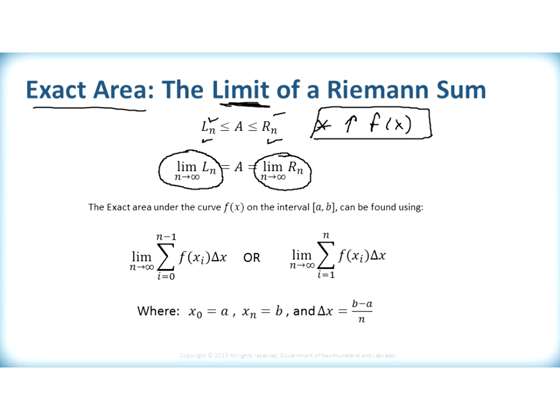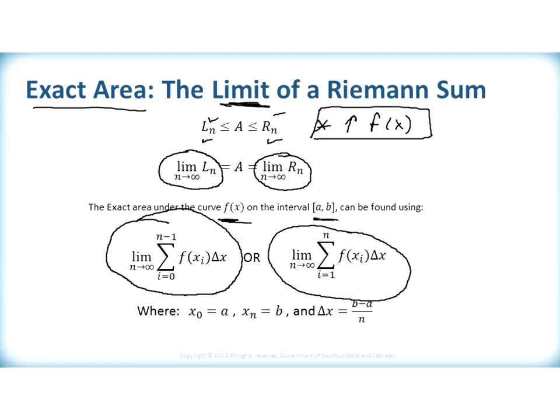So the exact area under the curve of f of x, any function f of x as long as it's continuous, on the interval from a to b can be found using either one. It doesn't matter, they both get to the same place. So we can take the limit as n approaches infinity of a left-hand sum, or we can take the limit as n approaches infinity of a right-hand sum. Okay, so we do that, and there's a couple of notes that we're going to talk about here.